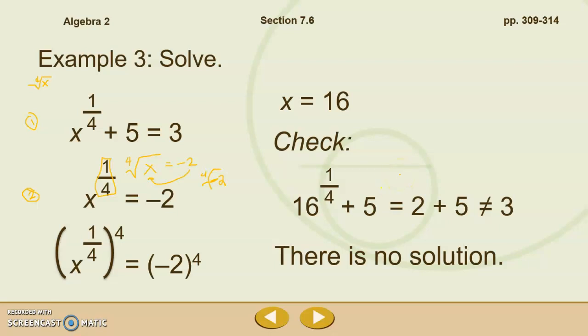There is nothing that raised to the 4th power plus 5. Not raised to the 4th power, sorry, raised to the 1/4 power plus 5 equals 3. No solution on that one. So you see why we had to plug that in to check for extraneous solutions. Although this being raised to an even power, or an even root, if you will, having an even root taken, we should have known that wasn't going to be negative.